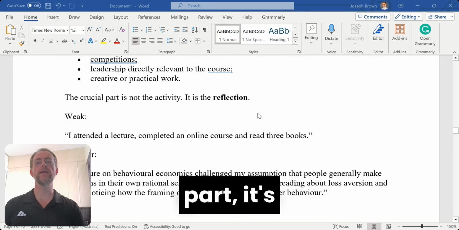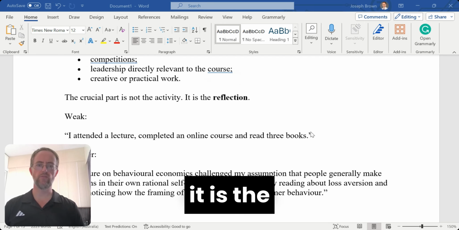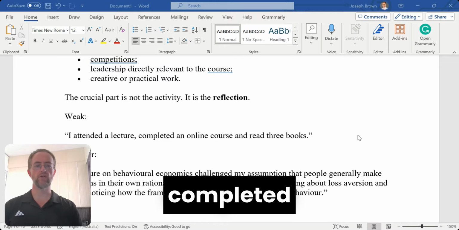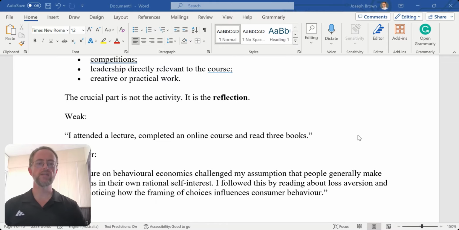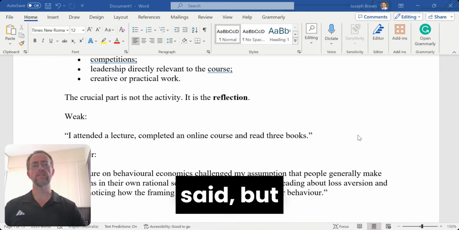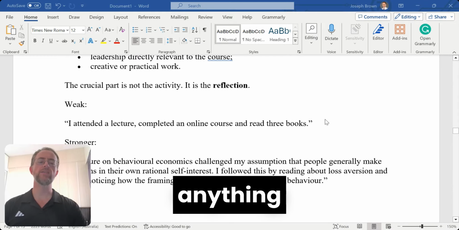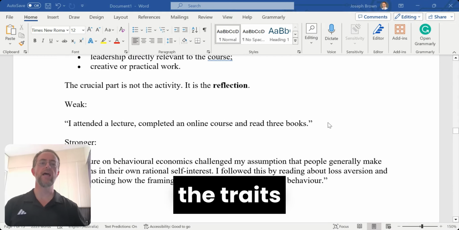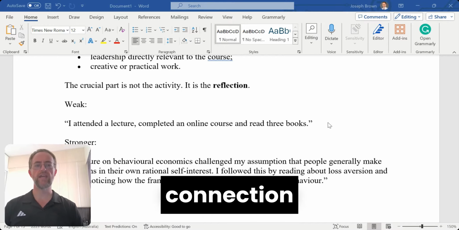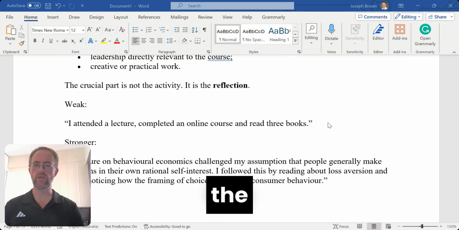The crucial part, it's not the activity, it is the reflection. So just, I attended a lecture, completed an online course, read 3 books. Sounds great, listing a lot of things, as I've just said, but that doesn't tell me anything about the qualities, the traits, and the values that you have. I'm not hearing this kind of connection with what I want as the reader.